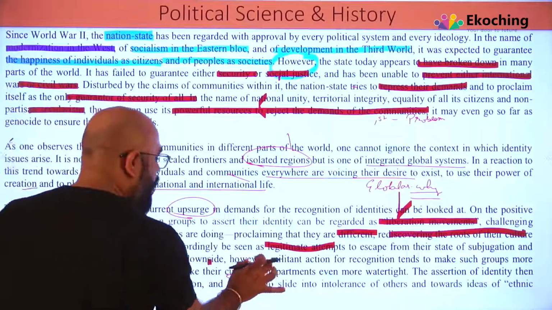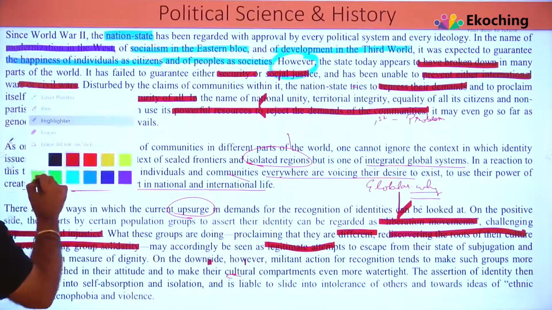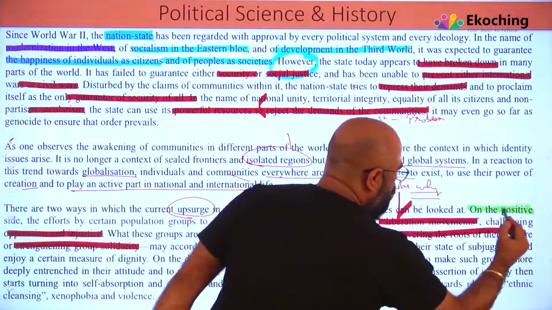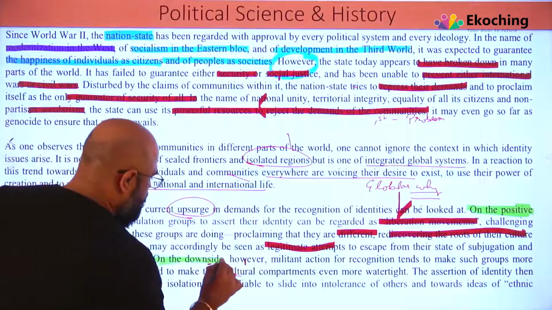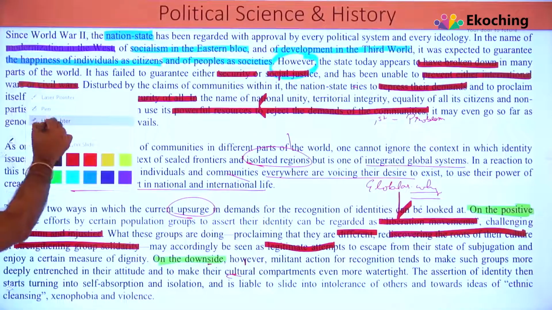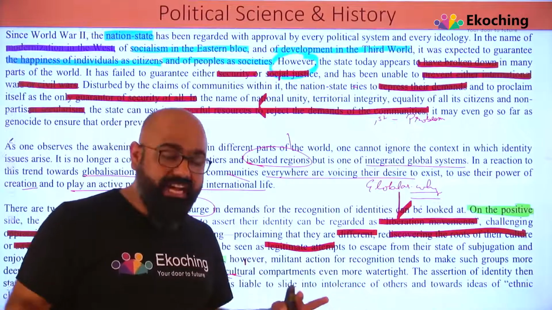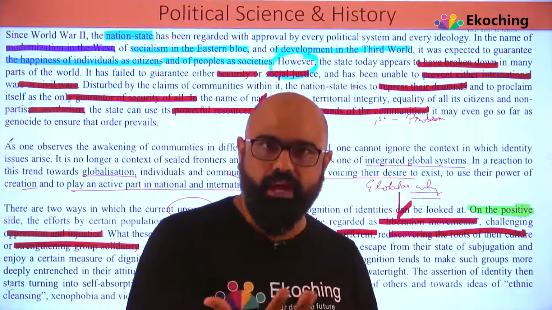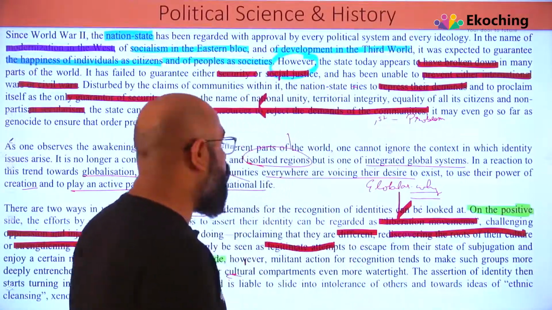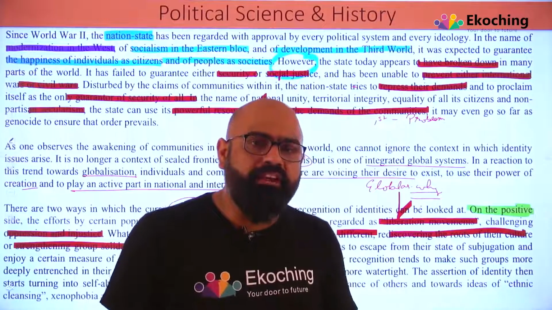On the downside, however, so two sides here. The first, we are talking about the positive sides. And on the negative sides, downside में क्या हुआ है उसको हम लोग देख लेते हैं. On the downside, however, the militant action, militant का मतलब that hostile, वो लड़ाई करने वाला जो होता है, that hostile action for recognition. So they are not doing it peacefully, they are doing it with hostility.